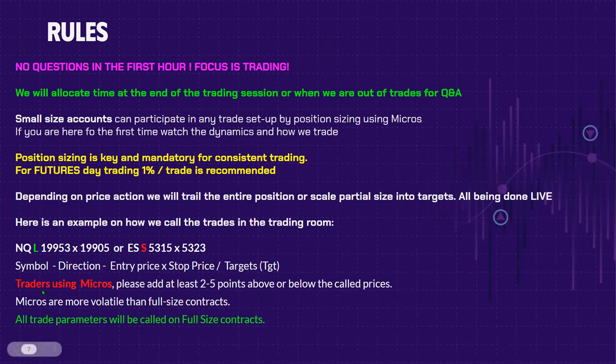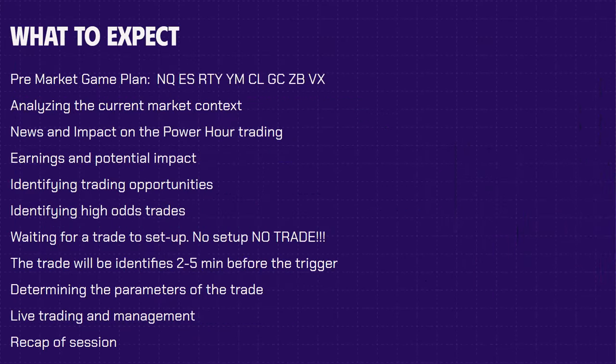Again, traders using micros use at least 2 to 5 points above or below the call price. Why? Because micros are 10 times more volatile than the full size contract, and therefore you need to give plenty of room. So for example, if I call NASDAQ at 953 and you're trading micros, you're going to add 2 to 5 points depending on volatility. All parameters of the trades will be called in full size. I'm not trading micros, so I trade full size, and everything is going to be called in full size.